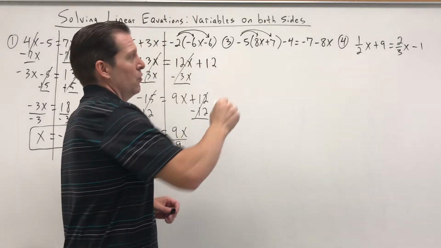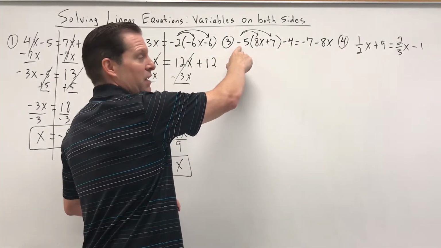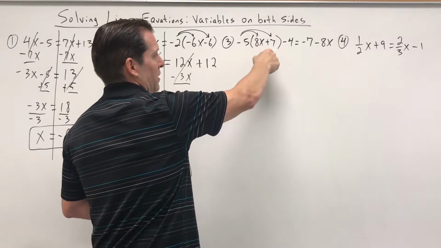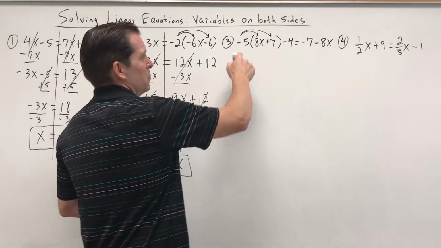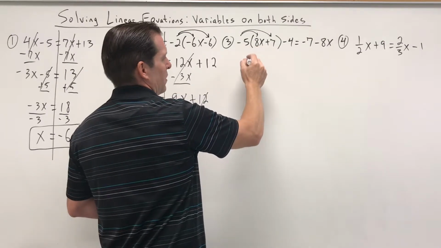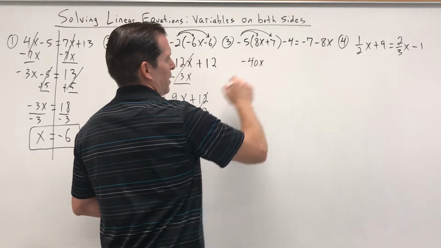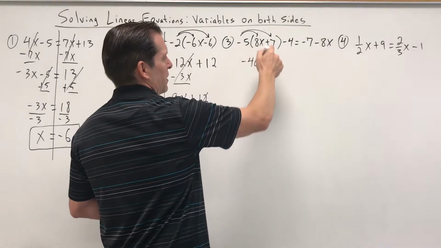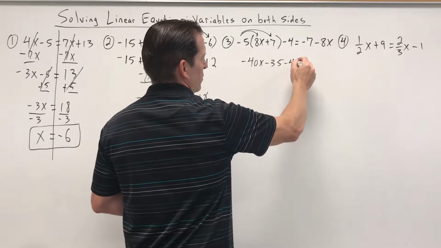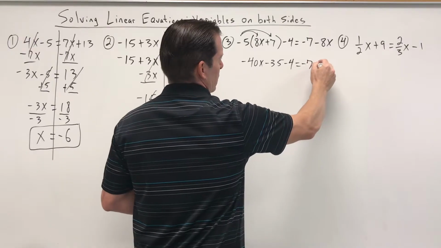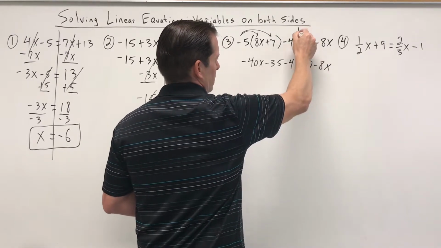And remember, when you're distributing, and this is a minus sign, you're going to distribute with the minus sign. So in other words, when you do that and you multiply, these signs are going to wind up changing. So negative 5 times 8x gives me negative 40x. Negative 5 times 7 is minus 35. Bring down my negative 4 equals, and bring down everything else.